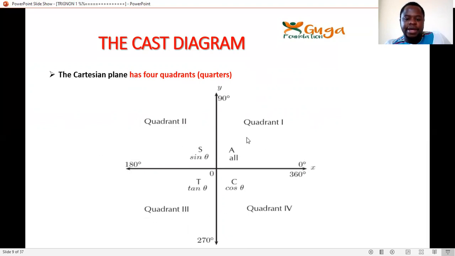It is called the CAST diagram because C-A-S-T spells CAST. Here A says that all trig ratios are positive, and S says that sin is positive, the rest negative. Tan is positive in the third quadrant, the rest negative. Cos is positive in the fourth, the rest negative. Some also say, all students take chocolate.